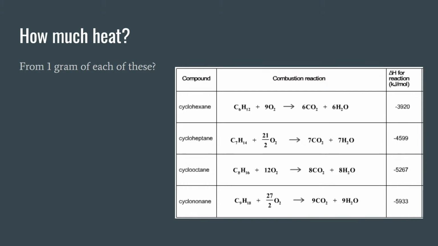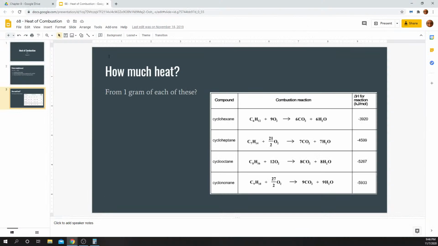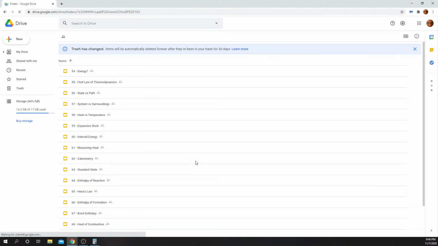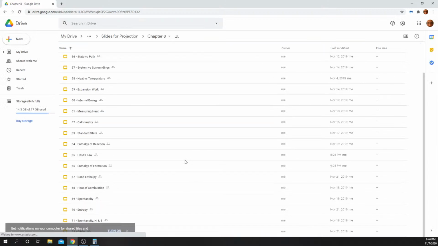Okay, like I said, this one went relatively quickly. We are done with the heat of stuff problems for the night. Tomorrow we'll return with spontaneity, entropy, and Gibbs free energy.